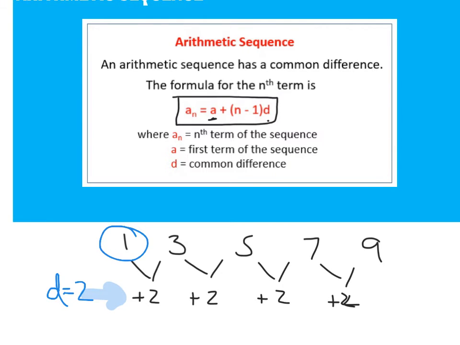And our A of n formula would come in handy if we were asking a question like, what is the 100th term of this sequence? Then we could plug in. We would plug in 100 for n, because that's the term that we're looking for. And we could plug in 2 for D. And we could find out what the 100th term of this sequence is. So an arithmetic sequence is when we add the same number, the same common difference, between the terms.